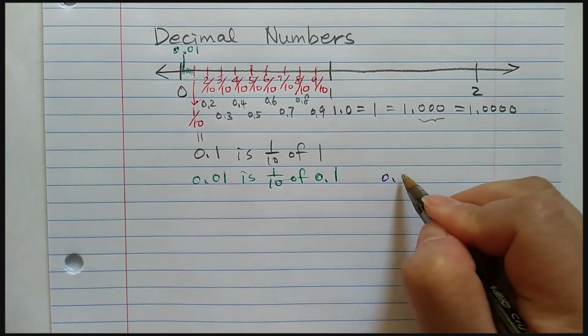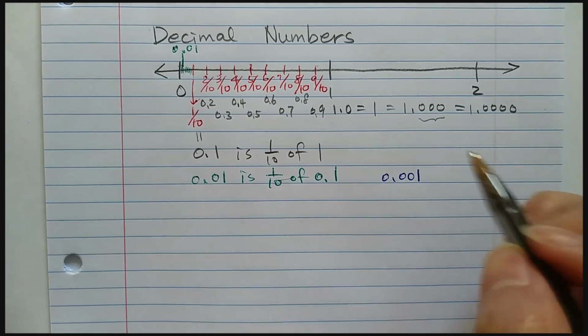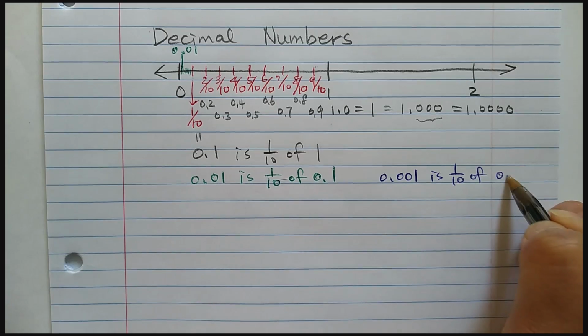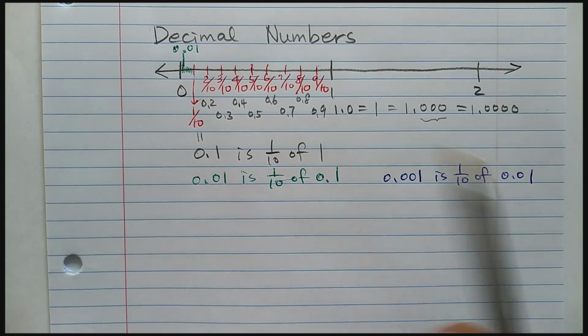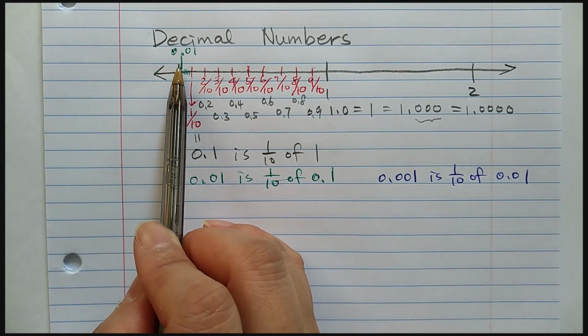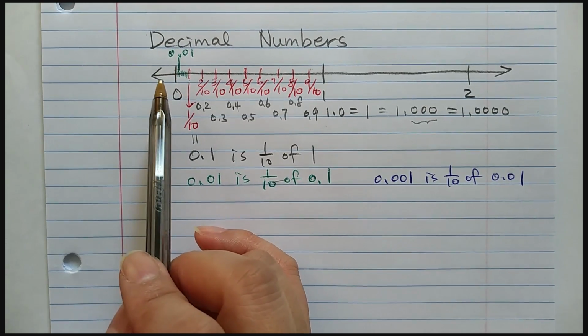How about 0.001? That is 1/10 of 0.01. That means from here to here, you cut into 10 equal parts. The first mark will be 0.001.